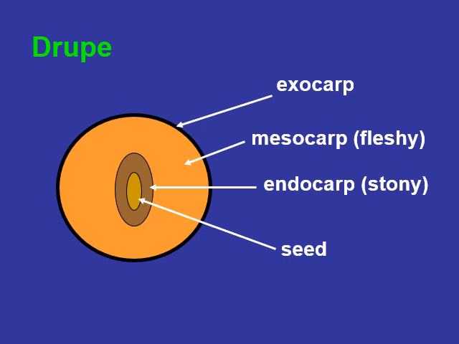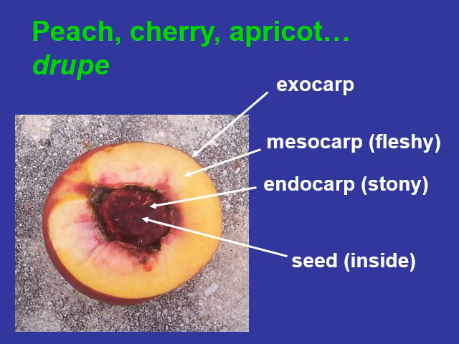So can you think of a fruit that matches this description? A thin thing on the outside, a lot of fleshy mesocarp, an endocarp that's not edible. It's just stony, woody stuff, very hard. And the seed is on the inside of it. If you can think of one, you're thinking of a drupe. That's what they call it. And these are things like peach, cherry, apricots, olives, anything that looks like this.